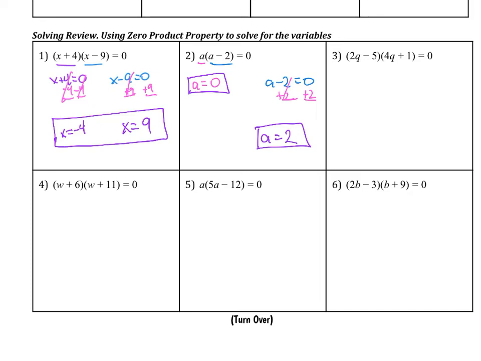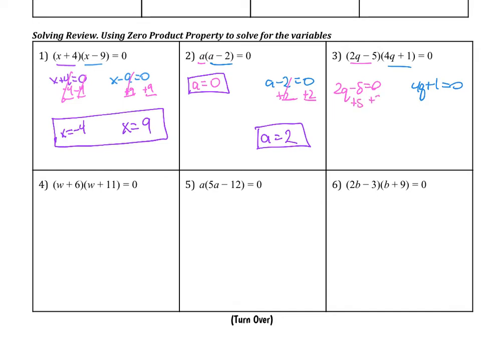The last example is 3. We have 2q minus 5 and 4q plus 1 equals 0. So let's set each piece equal to 0. In this case, it's not already solved, so we have to solve for it. Sometimes it's harder to see. Set each piece equal to 0, then we solve for the variable.